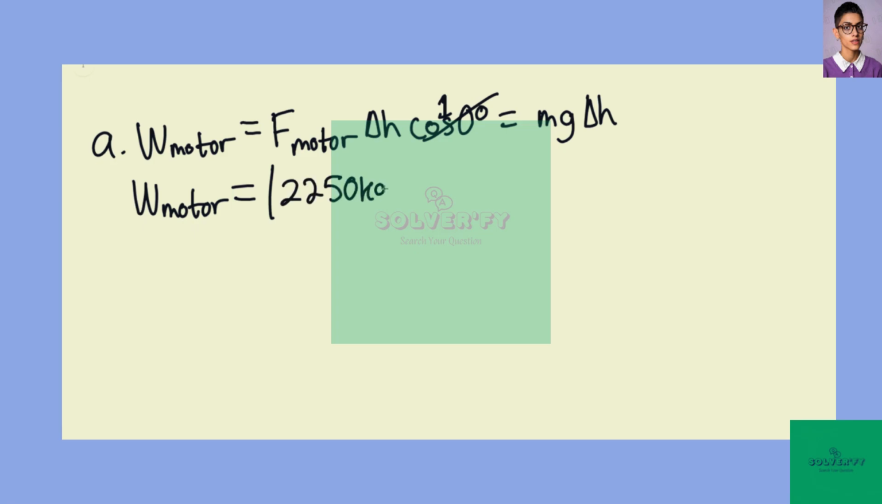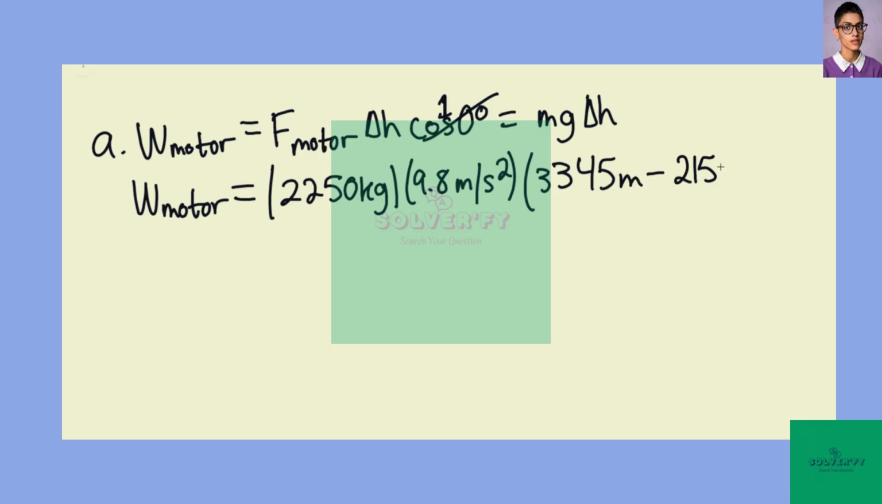2,250 kilograms, times 9.8 meters per second squared times delta H. This would be 3,345 meters minus 2,150 meters. And we are getting that the work of the motor is equaling 2.63 times 10 to the 7th joules.